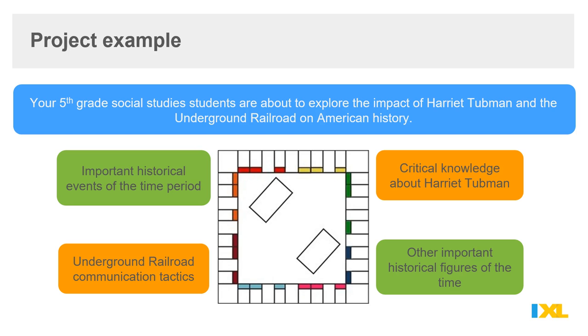Let's pretend that your 5th grade social studies students are about to explore the impact of Harriet Tubman and the role that she played in the Underground Railroad. Their project will be the creation of a game board, where in that game board they must display their knowledge about that important historical event or events of the time period, the communication tactics of the Underground Railroad, obviously important knowledge about Harriet Tubman herself, and then the role that other important historical figures had on the time period.